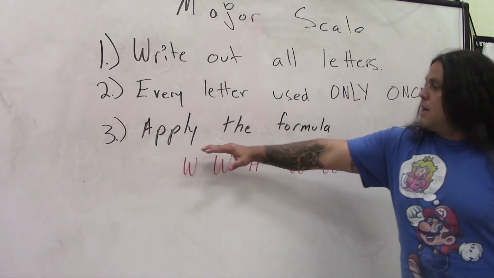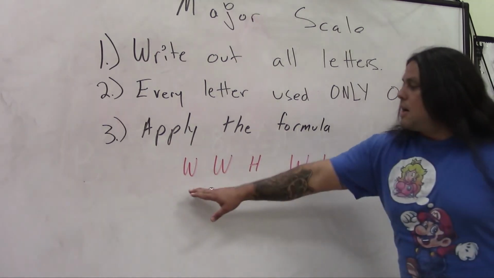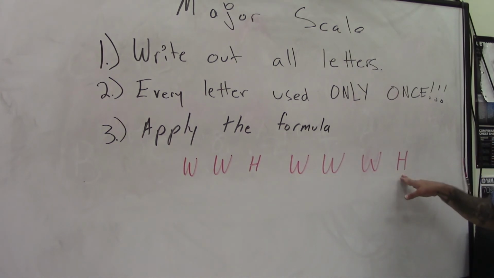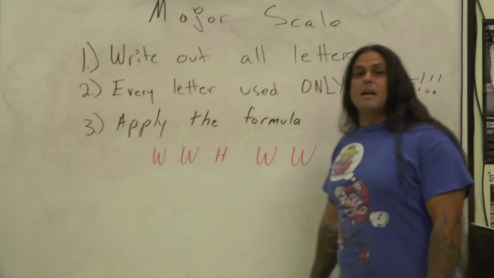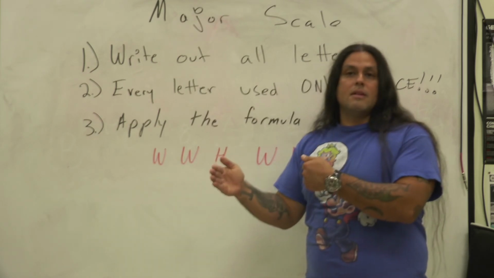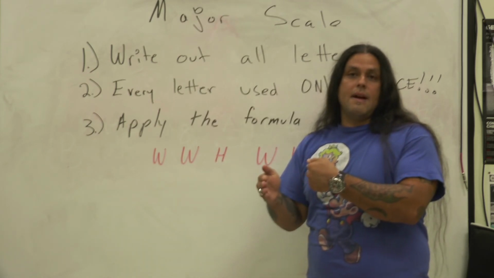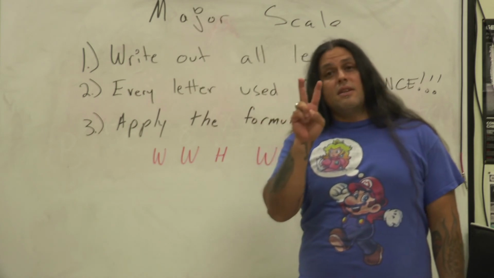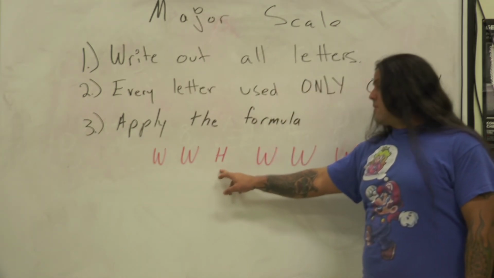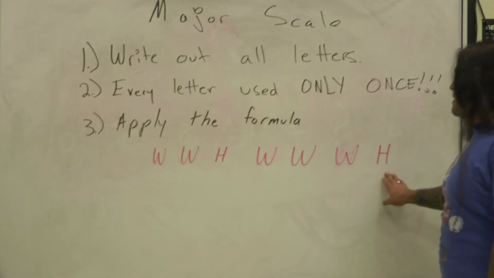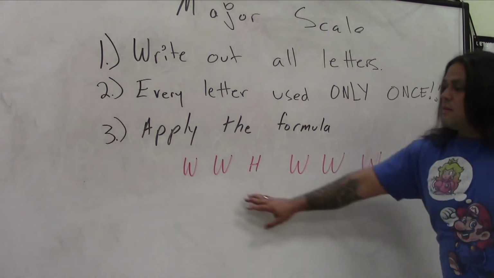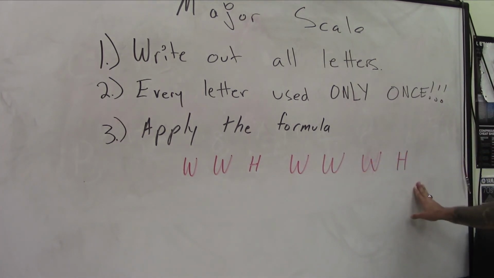Next step, number 3, apply the formula. Whole step, half step, whole step, whole step, half step. Okay. If you need to make the interval bigger, use a sharp. If you need to make the interval smaller, use a flat. And don't forget the 2 tricks you have. You can mark out the 3rd and 4th intervals, you know those are half steps, and the 7th and 8th intervals are also half steps. That's a little bit easier than having to memorize all this, okay?